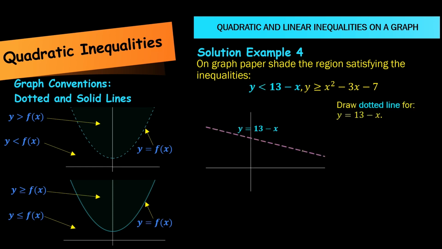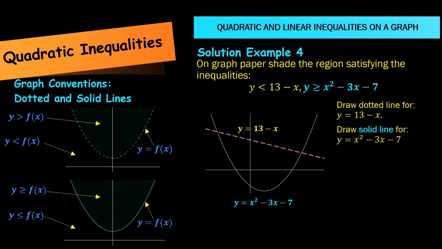First, we draw the dotted line for y equals 13 minus x. This is so that we can identify the region y less than 13 minus x. Next, draw a solid line for y equals x squared minus 3x minus 7. And why have we used a solid line? Because we're considering the region y greater than or equal to x squared minus 3x minus 7.